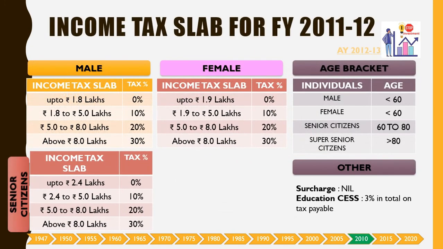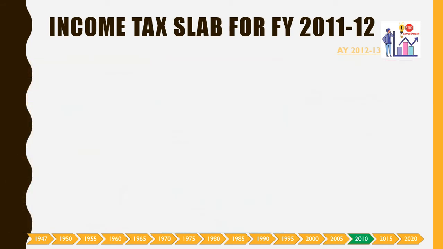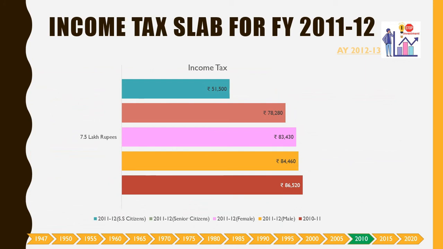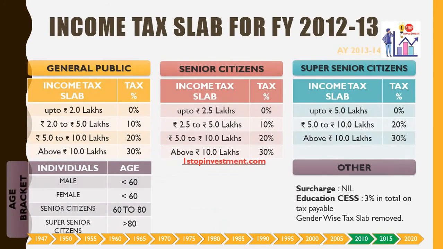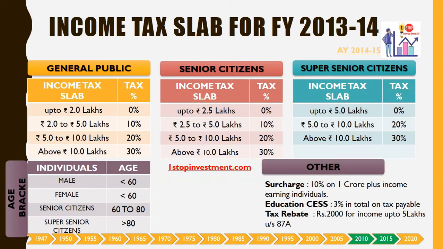For the financial year 2011, the Super Senior Citizen category was introduced. Up to 5 lakhs, no tax has to be paid. For the next financial year 2012, the gender-based tax slab was removed and up to 2 lakhs, zero tax slab was kept for the general public. For the next financial year 2013 to 14, tax rebate was given.